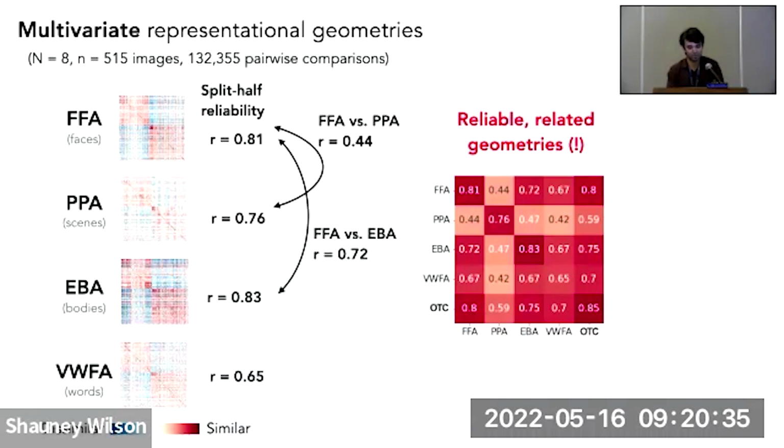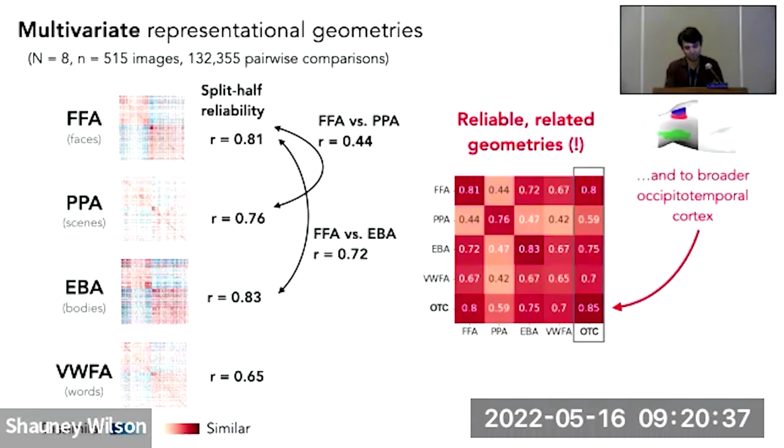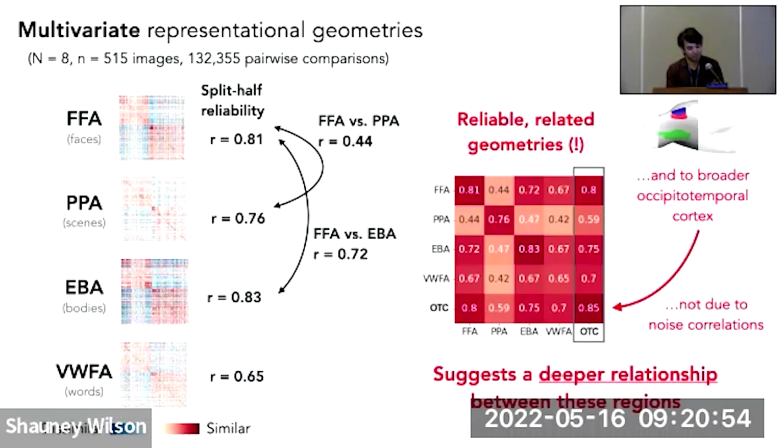And these regional geometries were also similar to that of the larger scale occipitotemporal cortex sector. Importantly, these similarity levels can't be due to noise correlations in the data, since we're always comparing RDMs across completely independent splits of subjects. These results on the whole suggest a deeper relationship between these ROIs and between each ROI and the surrounding cortex. So how can we make sense of this theoretical perspective?